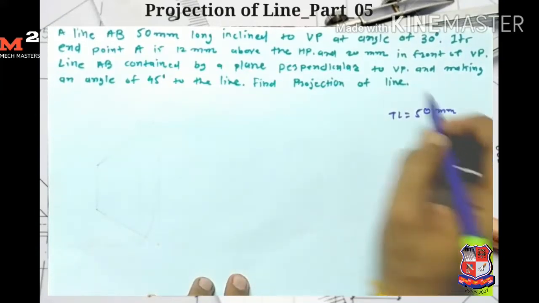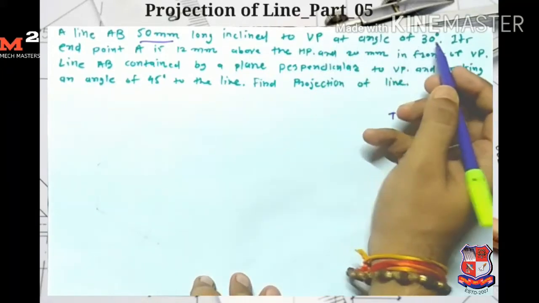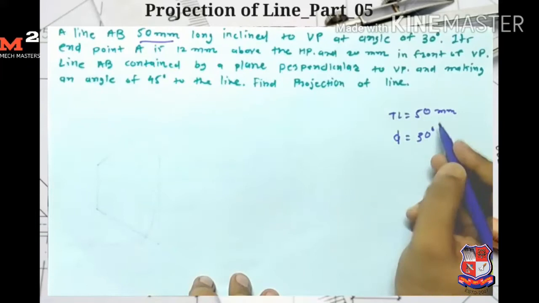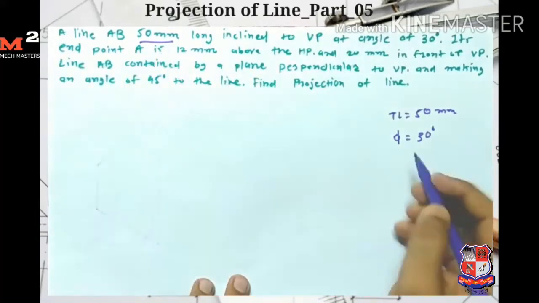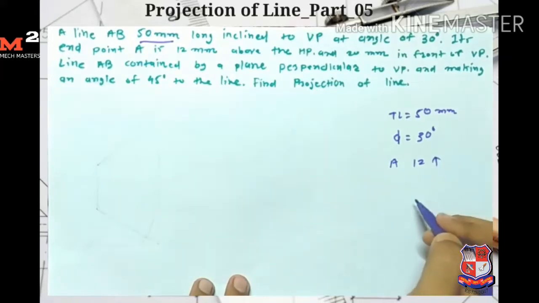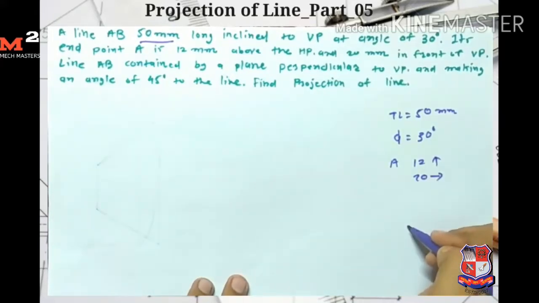It is inclined to VP at an angle of 30. So angle phi is given. Phi is 30 degree. Its endpoint A is 12 mm above HP and 20 mm in front of VP.